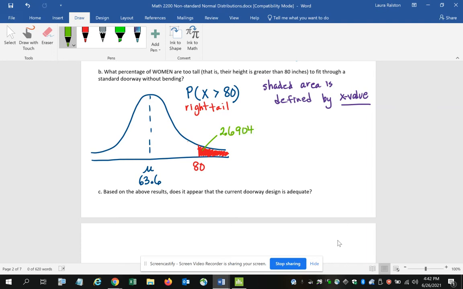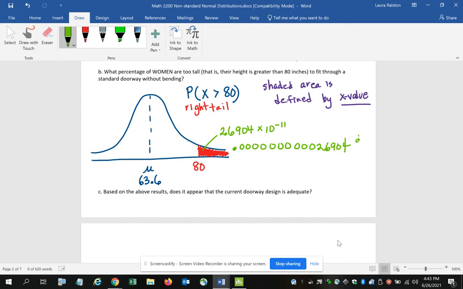2.6904. It says e to the negative 11. That means times 10 to the negative 11. Which means if you wrote that number out, you would have 1, 2, 3, 4, 5, 6, 7, 8, 9, 10, 11 decimal places. You have 10 zeros, and then you have the number 26904. For all intents and purposes, that value is 0, guys.